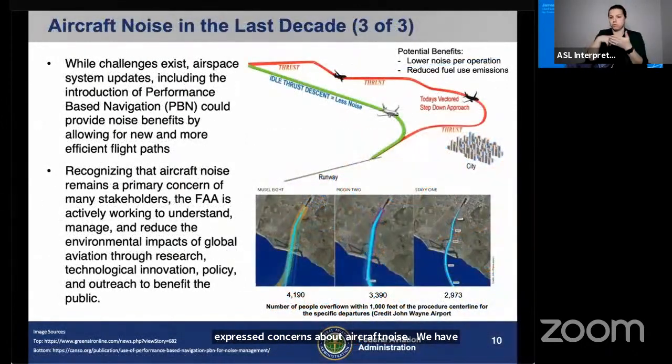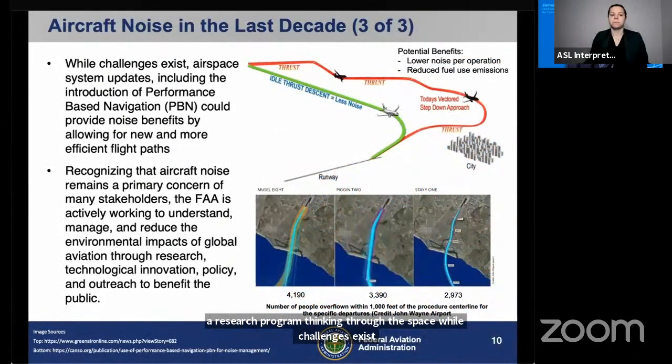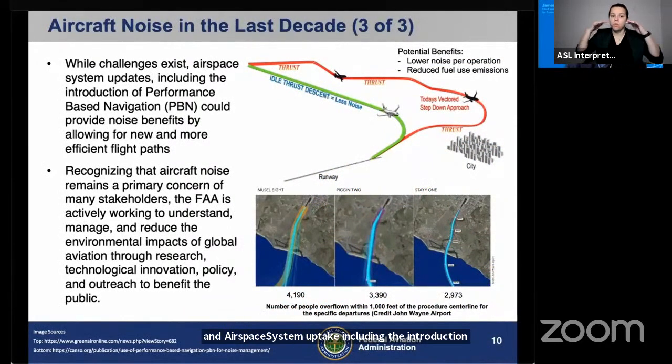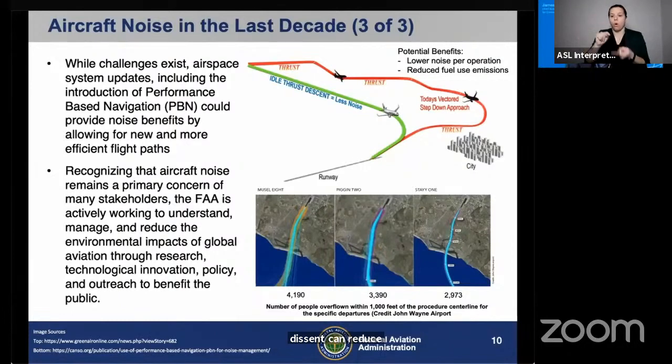While challenges exist, airspace system updates, including the introduction of PBN, could also provide noise benefits. So we understand that there are concerns, but we also want to note that there's opportunity. And so the graphic in the upper right-hand side gives a simplistic view of how an idle thrust descent can reduce noise on approach. You have lower thrust, you have more precision of where you put the flight, and this will reduce the track miles flown, thus reducing the noise for that particular operation, as well as reducing fuel use and emissions.